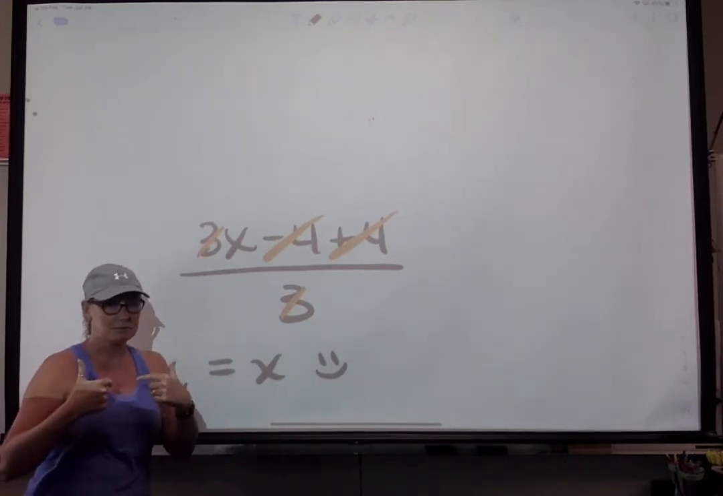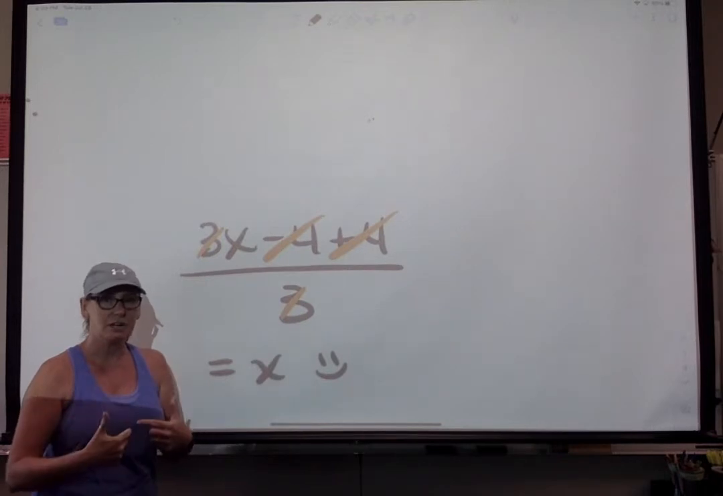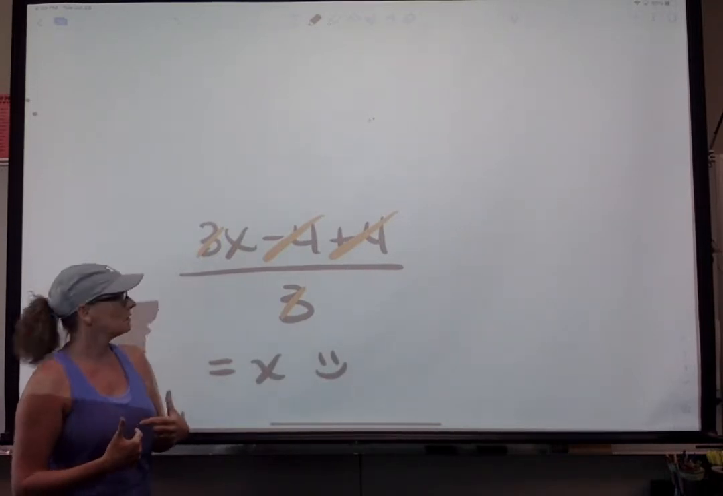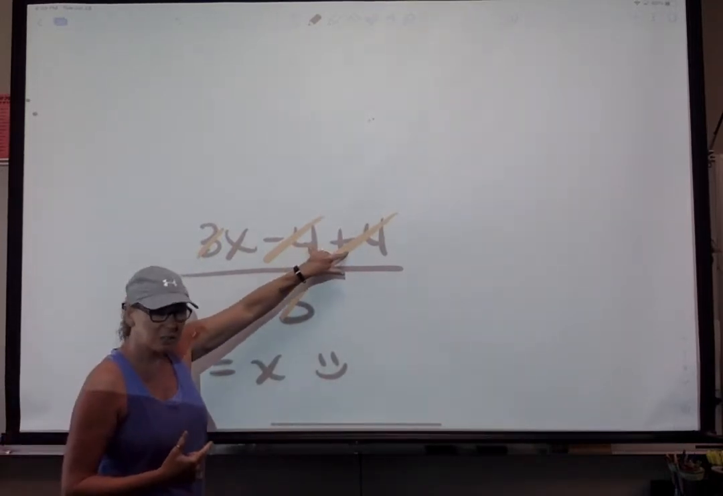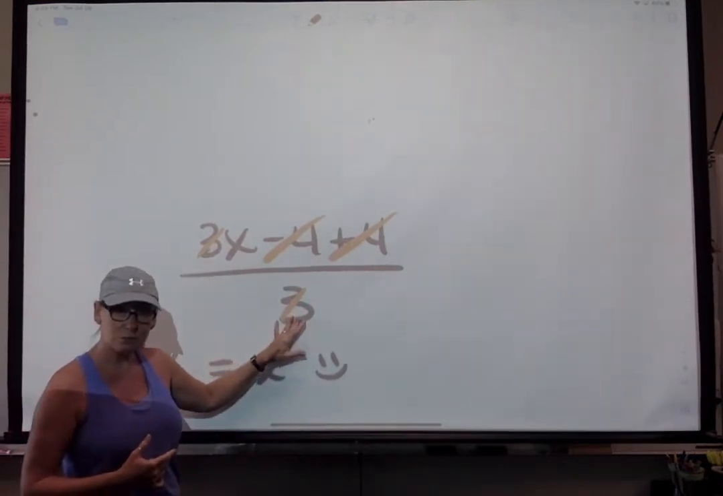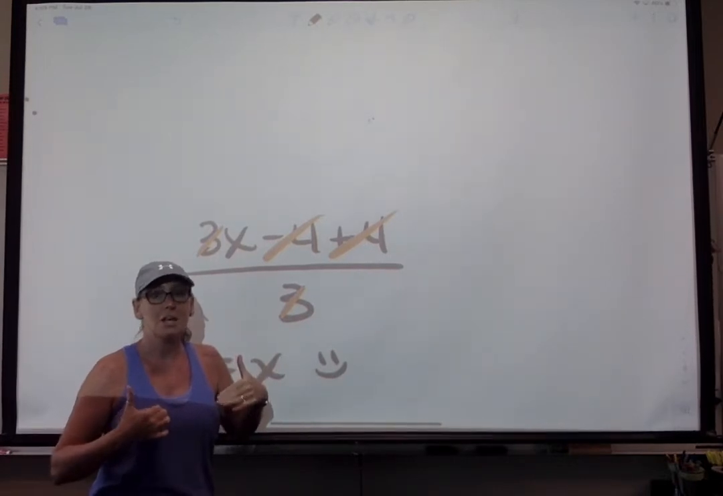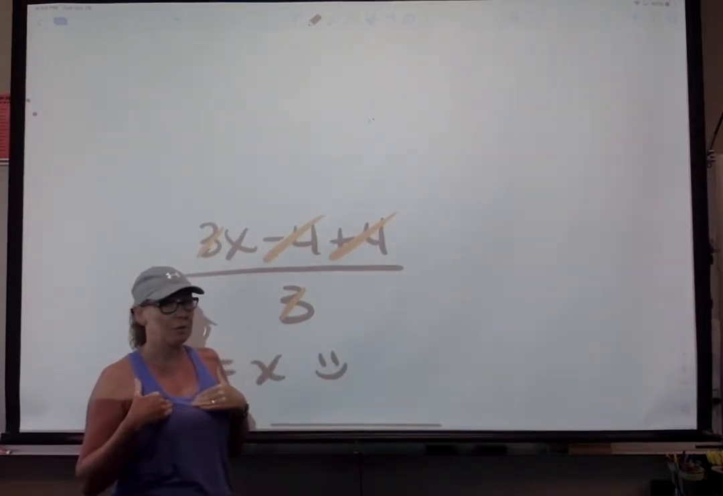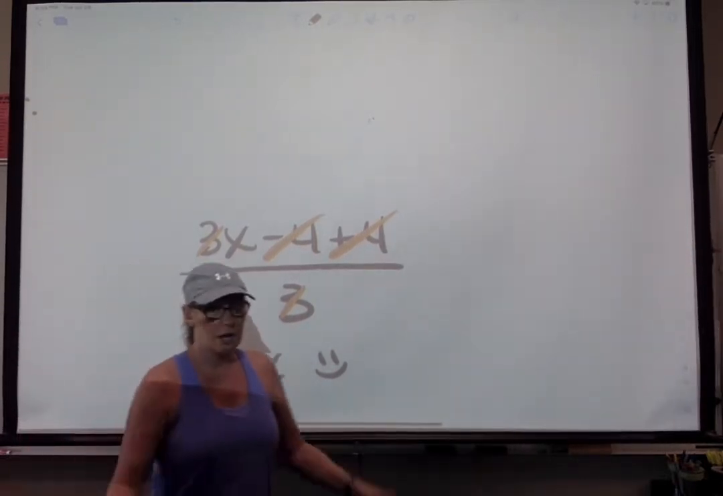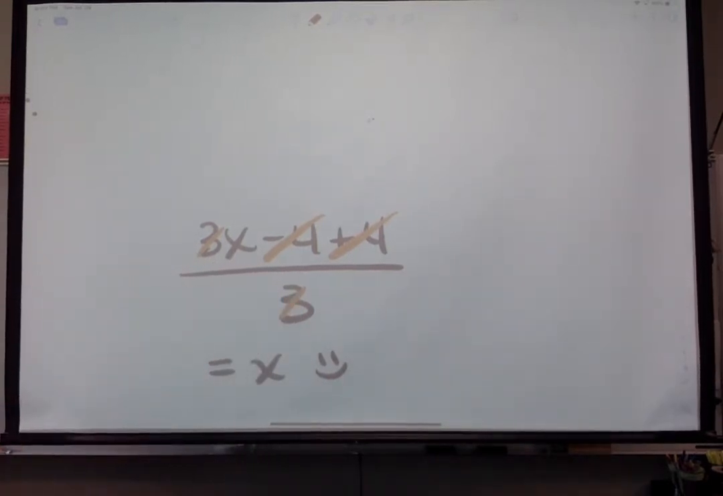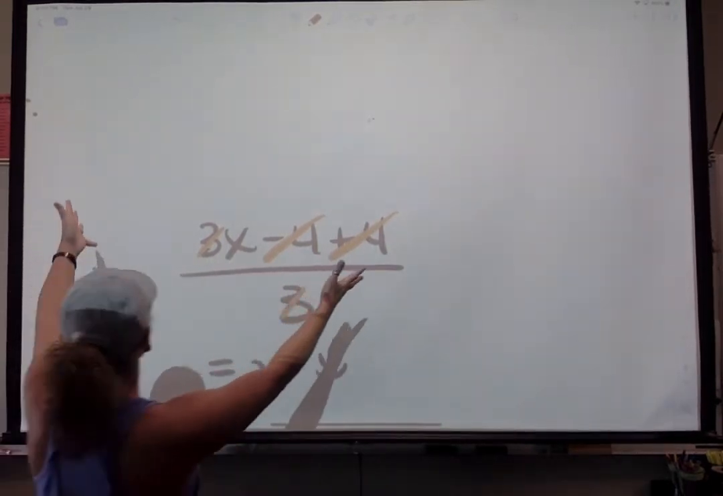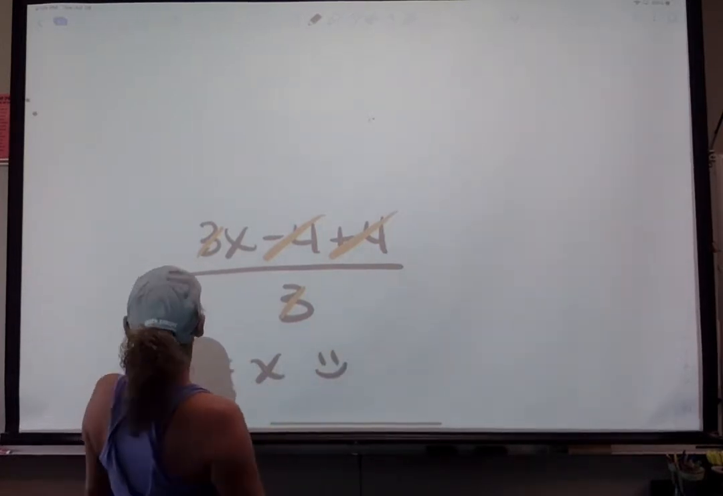You saw me. Did I cancel correctly? Like, did I collect like terms first and then cancel my threes? I did. But you watched me. Think about how I am grading your paper. If I'm grading your paper, I didn't see all that happen. I'm just walking up to the problem and thinking, what the heck just went on here?